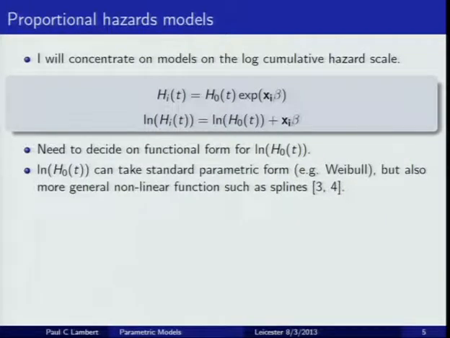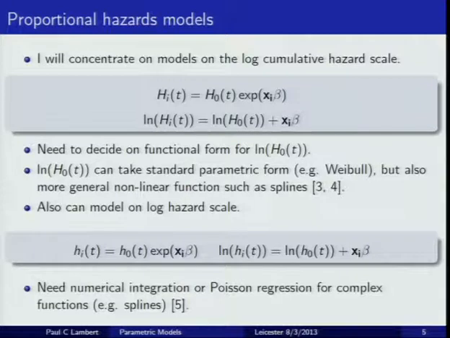So basically, we're thinking about modeling the underlying hazard, or what we reduce to, for computational convenience sometimes, the underlying cumulative hazard function. And we either fit models on this log cumulative hazard scale or the log hazard scale. And we can either take some standard parametric form, such as a Weibull, or, to be a little bit more flexible, use some sort of spline function, usually restricted cubic splines.